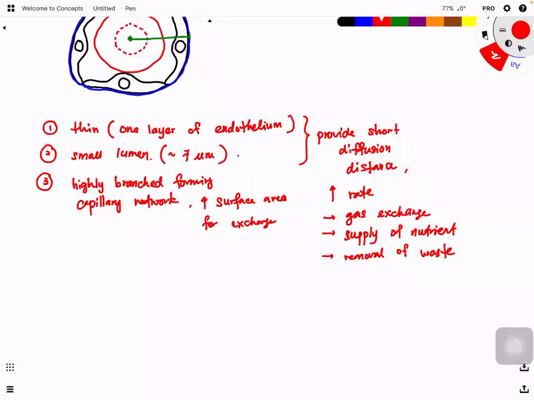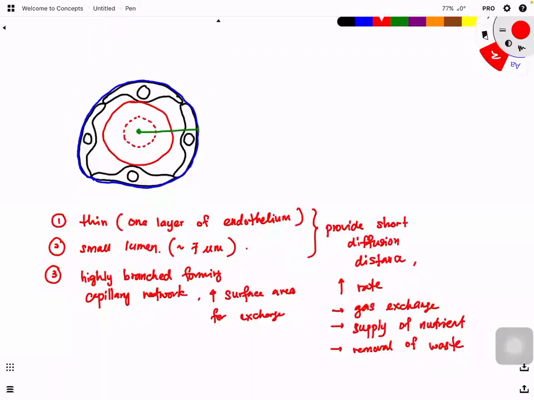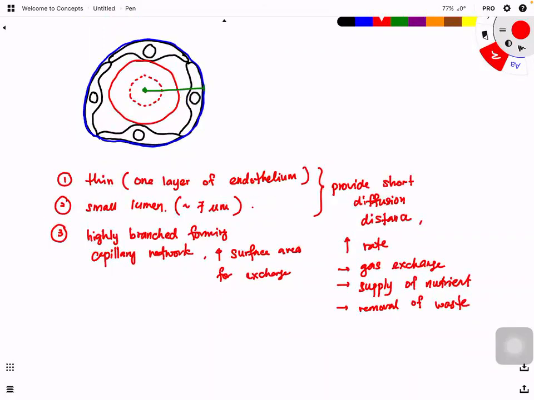Okay, the exchange includes the supply of nutrients, waste, and gas exchange. So this is the capillary. You can take a photo.